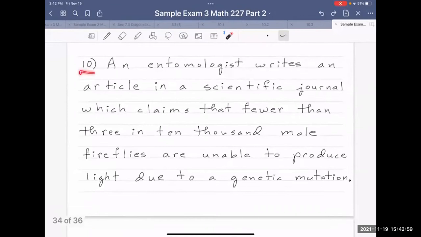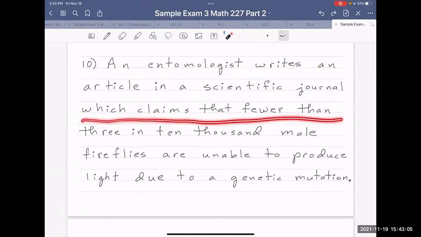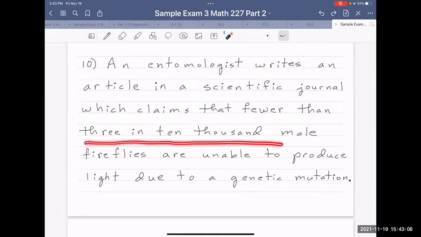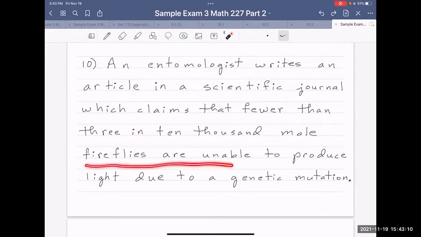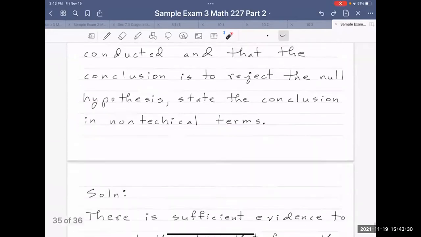Problem number 10. An entomologist writes an article in a scientific journal which claims that fewer than 3 in 10,000 male fireflies are unable to produce light due to a genetic mutation. Assuming that a hypothesis test to support this claim has been conducted and that the conclusion is to reject the null hypothesis, state the conclusion in non-technical terms.